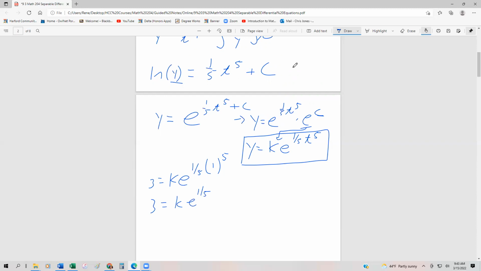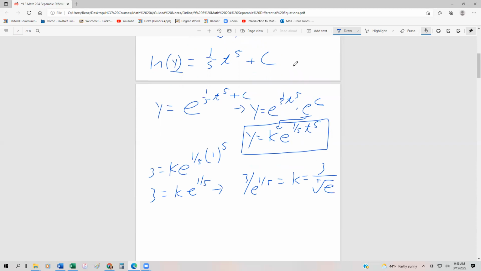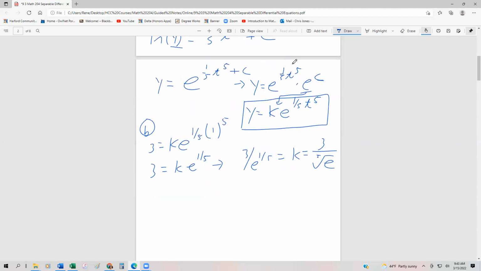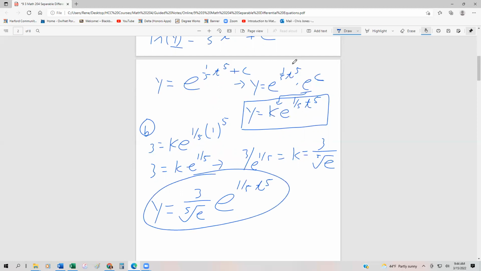Right? And to solve for k, we're just going to divide by e to the 1/5 power. So this is going to be 3 over e to the 1/5 equals k, or another way to write that is 3 over the 5th root of e, right? And so that means that the particular solution for this is going to be y equals 3 over the 5th root of e, e to the 1/5 t to the 5th. All right, so that's as good as we can get to be able to get our particular solution for this.